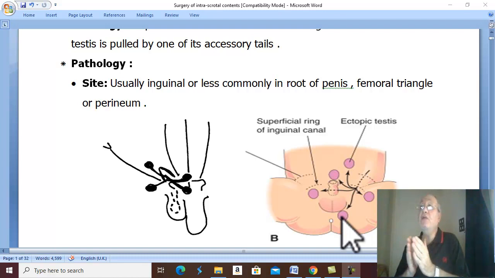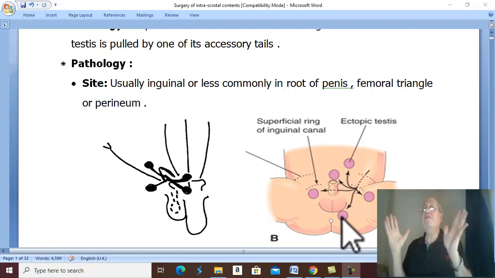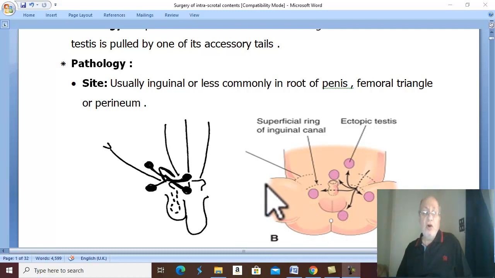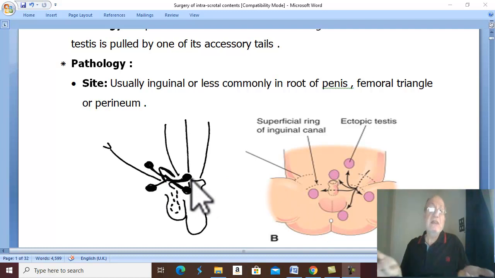Therefore, the definition of ectopic testis is that the testis descends normally until it passes through the external ring. Then it passes in the subcutaneous tissue to an abnormal position. What is the etiology? Rupture of the main scrotal tail and the persistence of one of the accessory tails, which pulls the testis subcutaneously in an abnormal site.